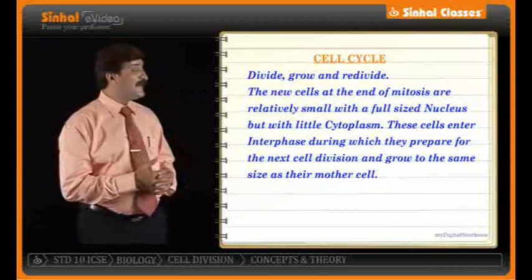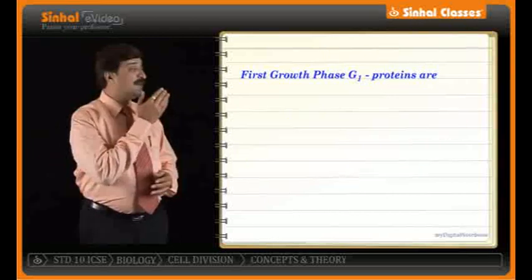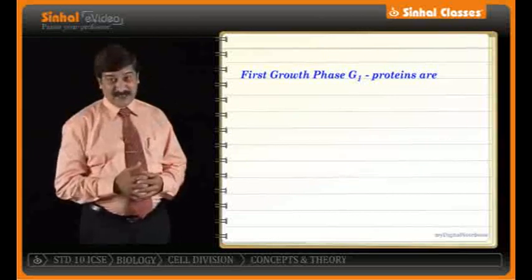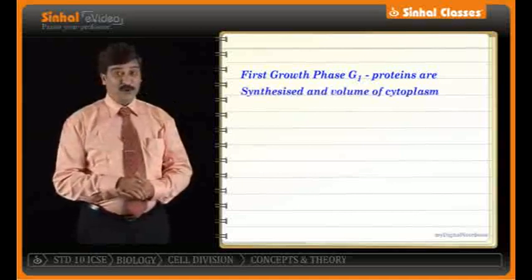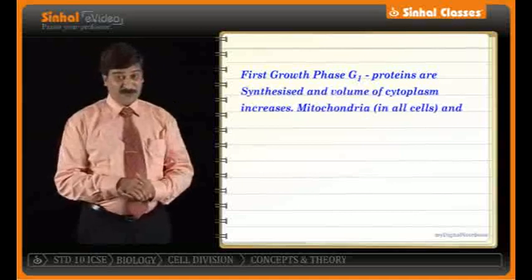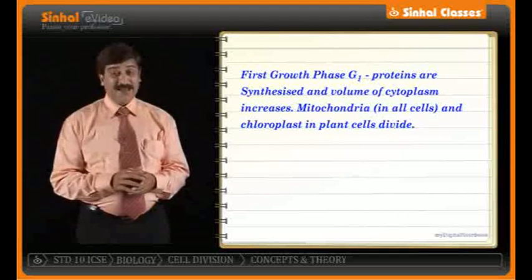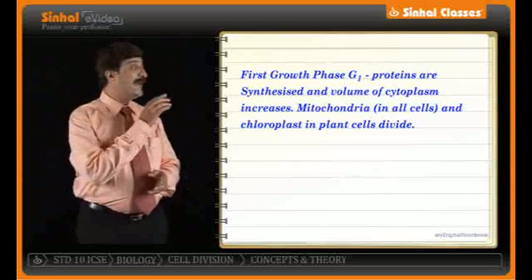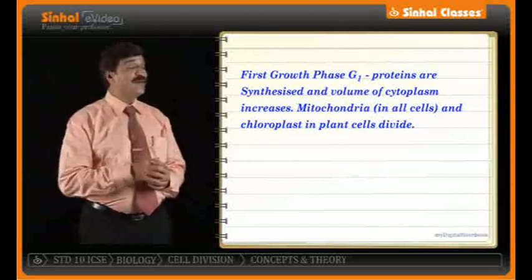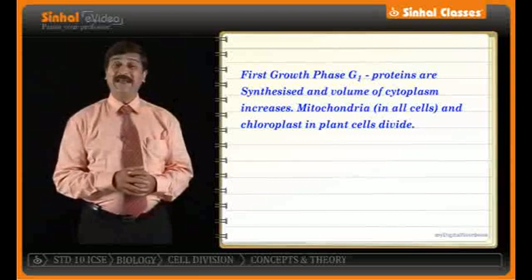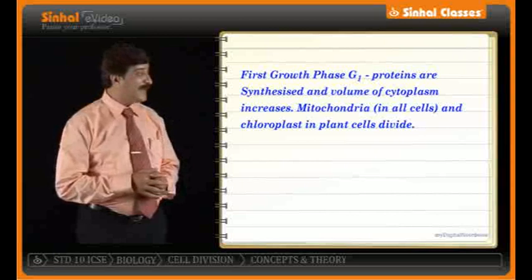When we talk about this, we will highlight the first growth phase, which is G1. Proteins are synthesized and the volume of cytoplasm increases. Mitochondria in all the cells and chloroplasts in plant cells divide. These organelles have their own DNA, that is, deoxyribonucleic acid.